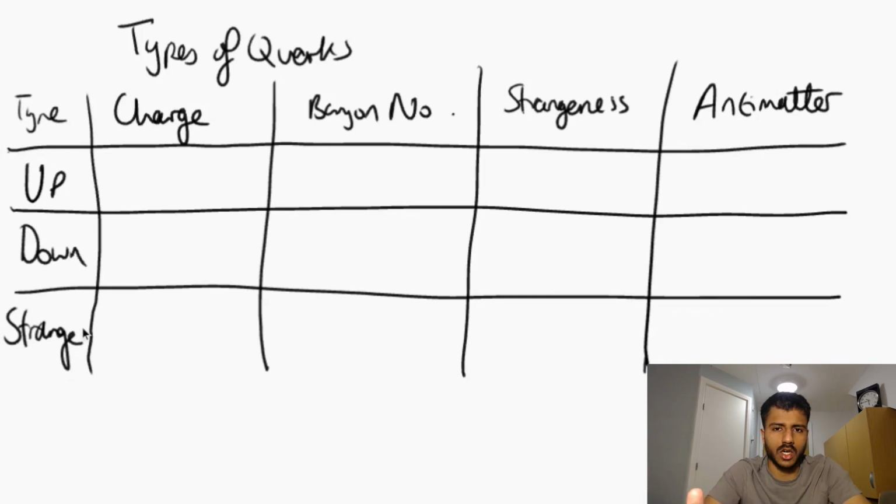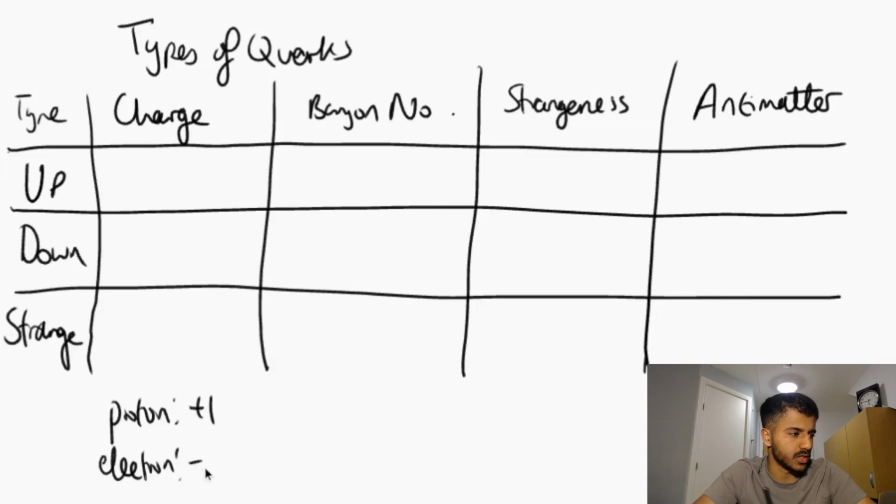Well, let's start off with the charge. We're going to define charge relative to a proton or electron, which means that a proton will have a charge of +1 and an electron will have a charge of -1. An up quark has a charge of +2/3, a down quark has a charge of -1/3, and a strange quark has a charge of -1/3 as well. Now the baryon number of each of these is +1/3.